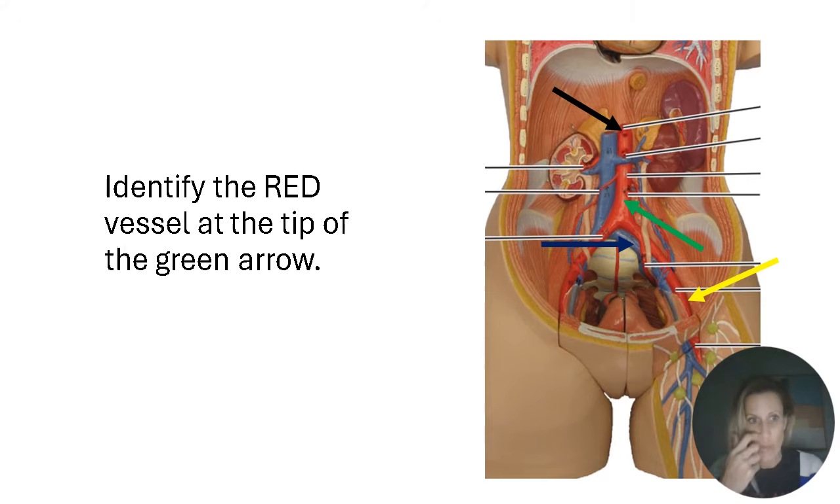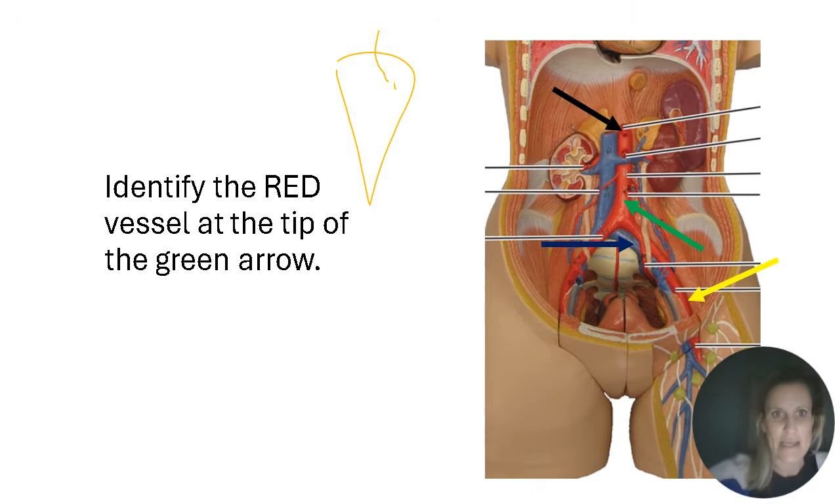Identify the red vessel at the tip of the green arrow. We just talked about this earlier, where the green arrow is pointing to this large red vessel that's here in the abdomen, and that is the abdominal aorta, right? Remember, the aorta has multiple sections. If we were to look up at the heart, remember, there's the ascending aorta that comes up, and then the aortic arch that curves, and then it starts to come down, right?